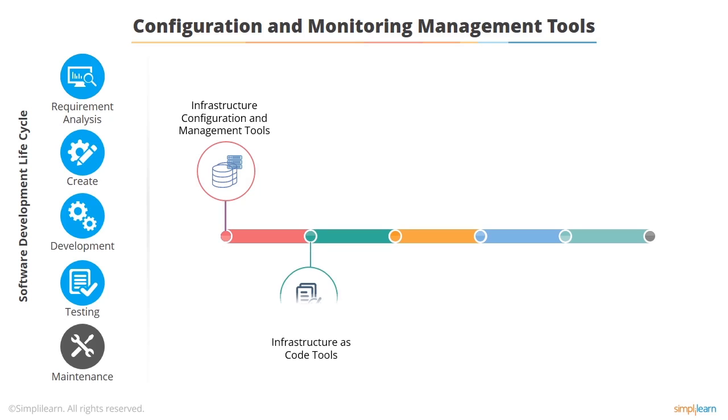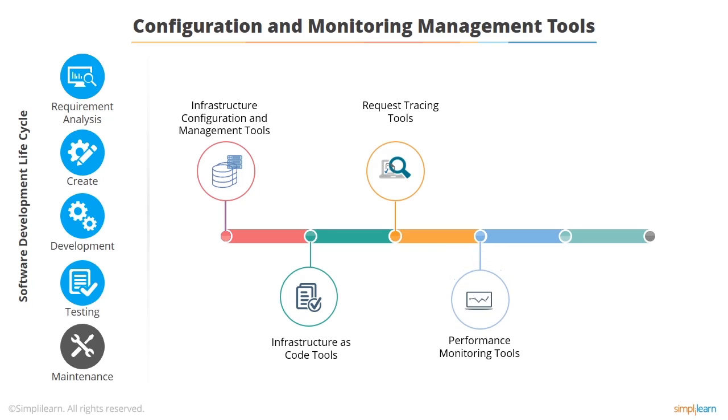We have the concept of infrastructure as code, basically scripting which controls the infrastructure. Request tracing tools find out exactly what happens when a request is made, is it being executed and put into production. Performance monitoring is vitally important. Make sure our systems are doing what they're supposed to do in a timely fashion.